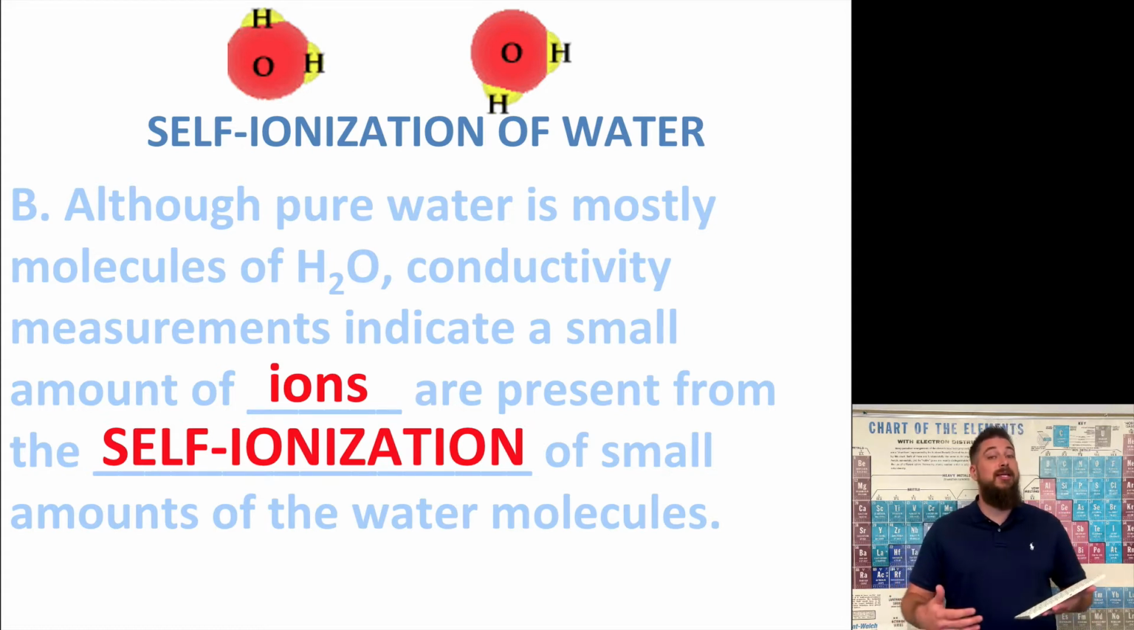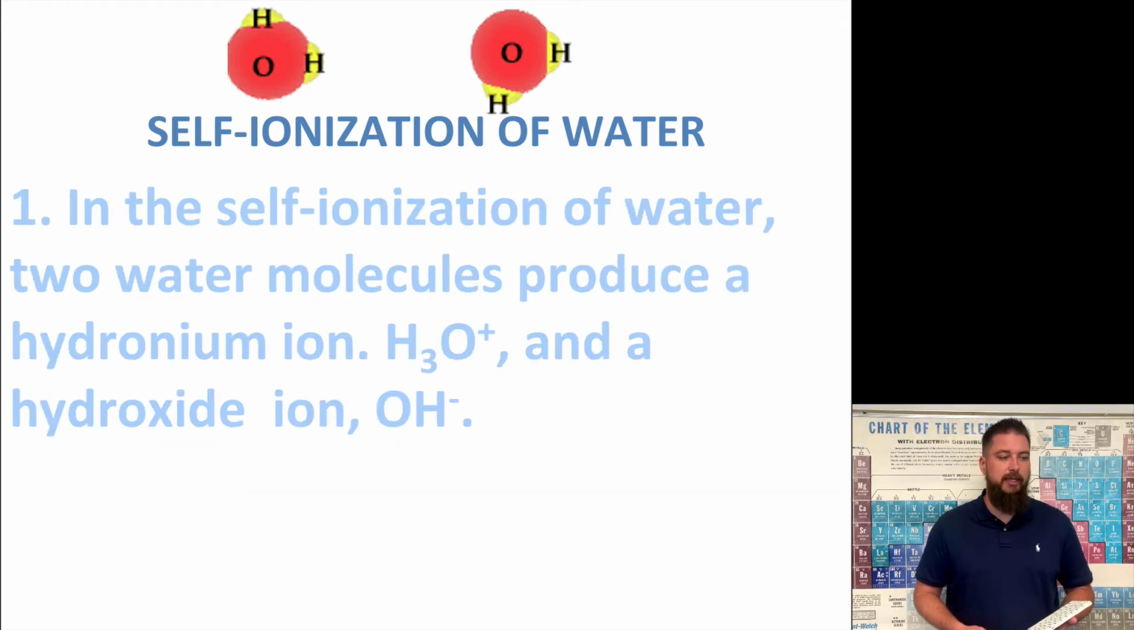What this means is that there are ions in pure water, and those ions come from the self-ionization of that water. Let's go ahead and take a look at what that is. The self-ionization of water is where two water molecules interact with each other in such a way to produce a hydronium ion, which is an H3O plus ion, and a hydroxide ion, which is the OH minus.